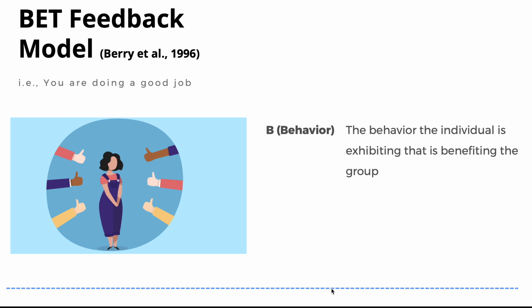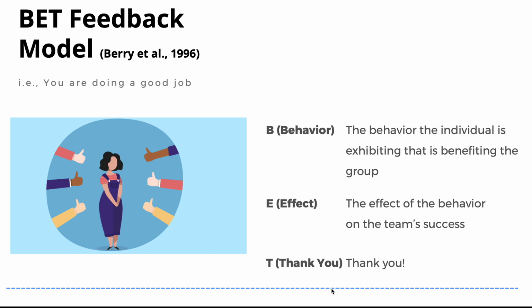So the first thing that we need to do is identify the behavior that the individual is exhibiting that is benefiting the group. So we're going to very clearly call out whatever that behavior is that we find to be above and beyond, or that we find to be particularly satisfactory or effective, so that the employee knows exactly what it is that they're doing. We're then going to identify the effect of that behavior on the team's success. So how is that specific behavior that they engaged in helping the team? How is it helping to further our goals or the organizational goals? What is the outcome of that behavior? And then the T is the very simple part. We can simply say thank you.